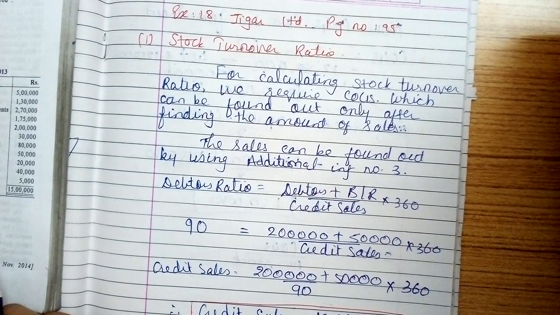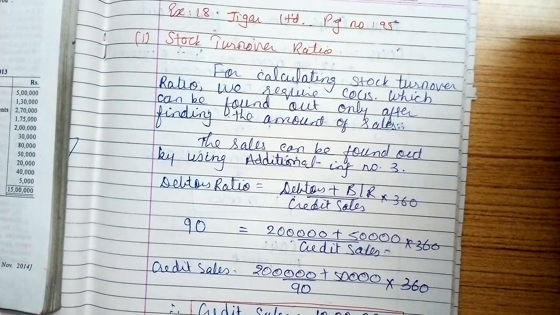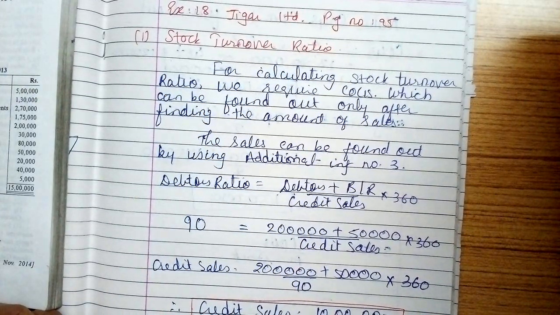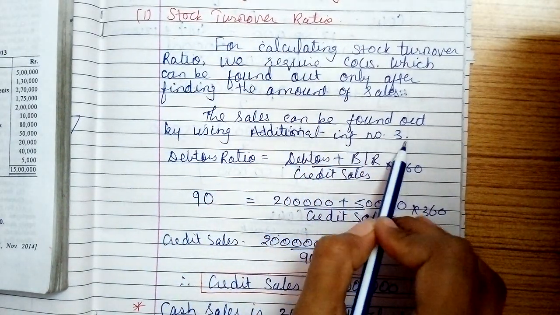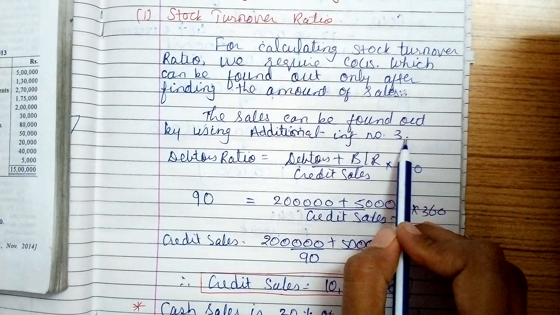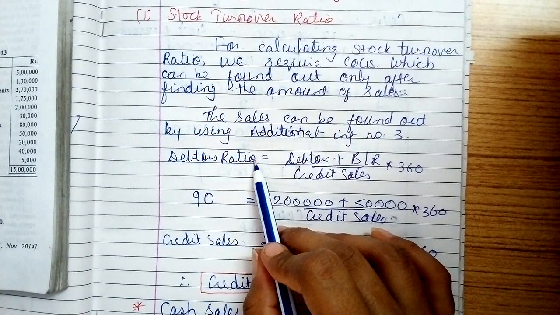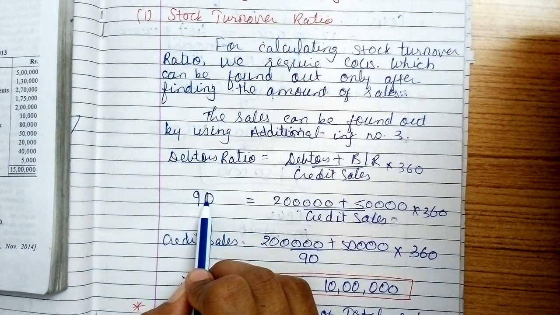We have the amount of GP. The sales can be found out by using the formula of debtors ratio. So this formula, sales minus GP, will be used for calculating COGS. So the sales can be found out by using additional information number 3. So for calculating COGS we require sales, and for calculating sales we can use the formula of debtors ratio. So the answer of debtors ratio is given, 90 days.